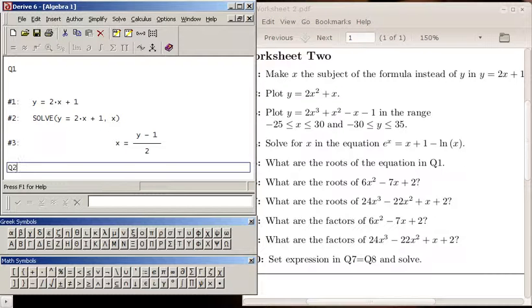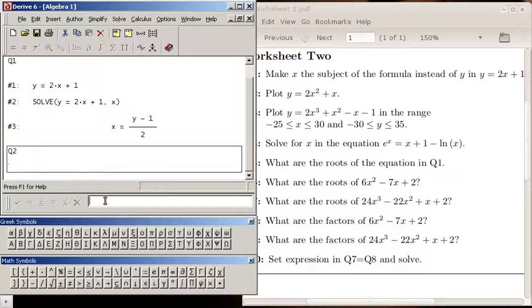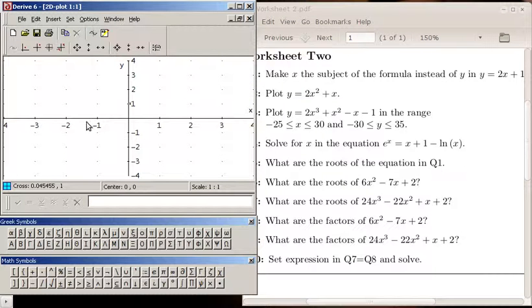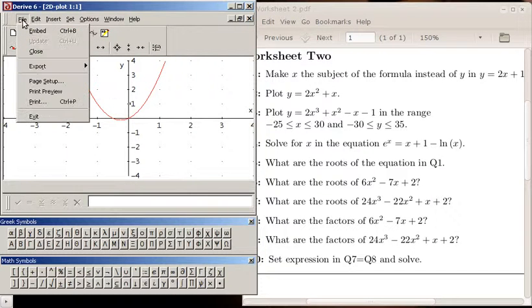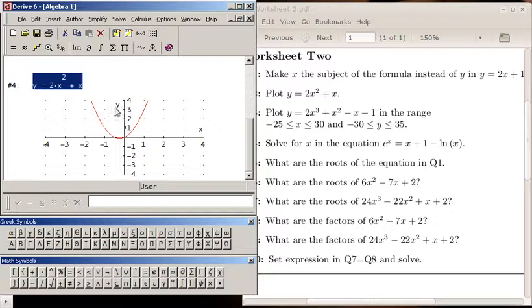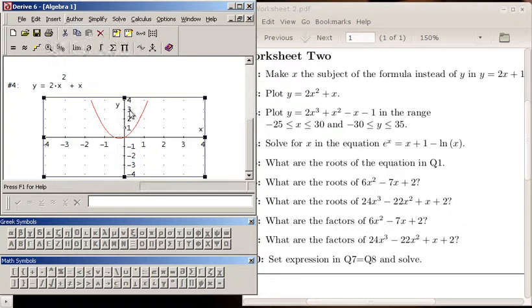Question 2. Now we want to make a plot. So we have y equals 2x squared plus x. To make the plot, you click this plot button here, and it opens up the graph window. And then you press it again, and you get your graph. You pick File, Embed, and then you can close it. And the graph will be put into your text file. There it is there.